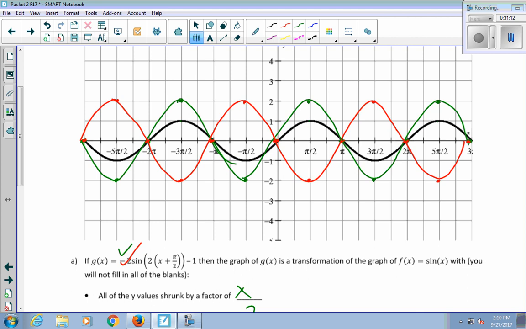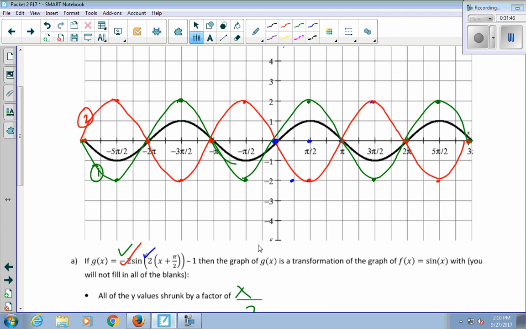All right, now I'm going to do the 2 that's inside here. So that's my horizontal shrink by a factor of 1/2. So to take all my x values and multiply them by 1/2. And I'm looking at the red graph now. So this was step 1. The red is step 2. Now in blue, I'm going to take all my x values and make them 1/2. So 1/2 of 0 is still 0, so that stays. Now this min is going to be make the x 1/2 of what it was. This one, make the x 1/2 of what it was.